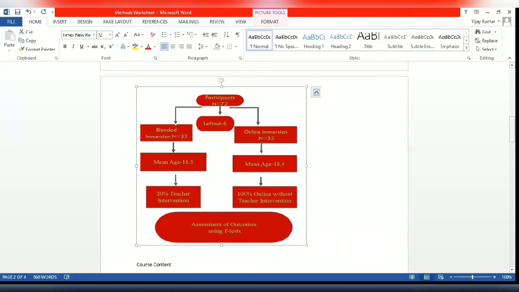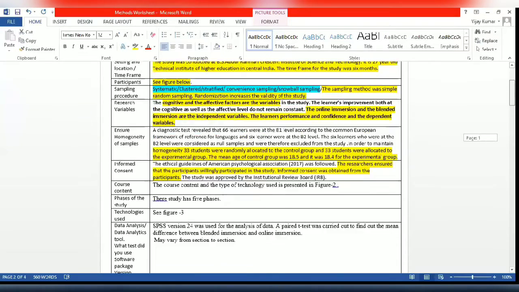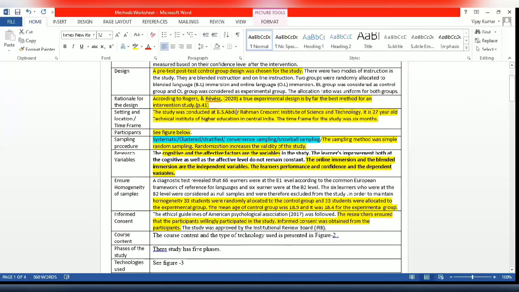So present information graphically. This is what I mentioned by using graphs. After presenting detailed information about the participants, go on and describe your sampling procedure. Is it systematic sampling, or is it clustered, or is it stratified, or is it convenience sampling, or is your sampling strategy snowball sampling?